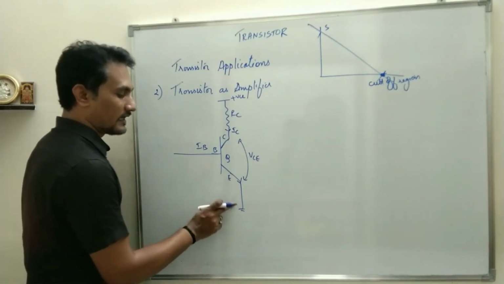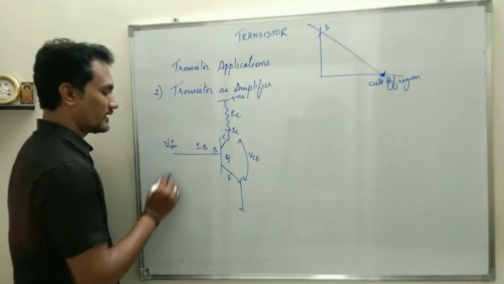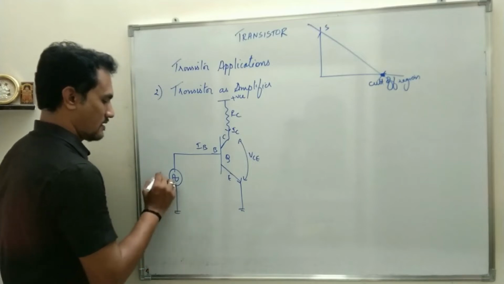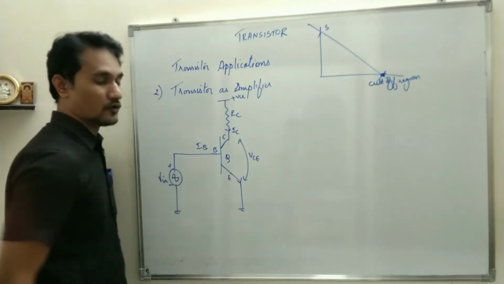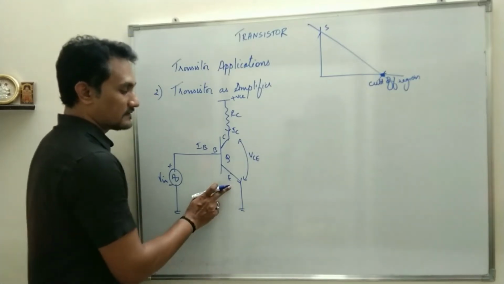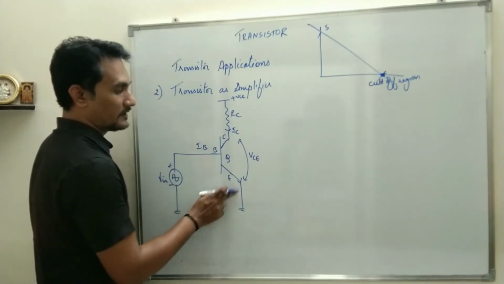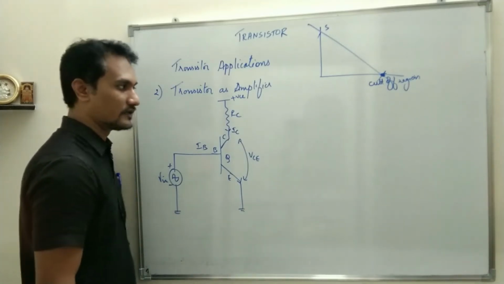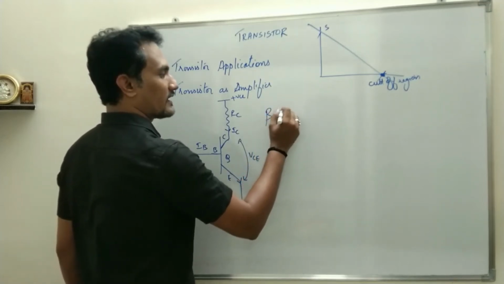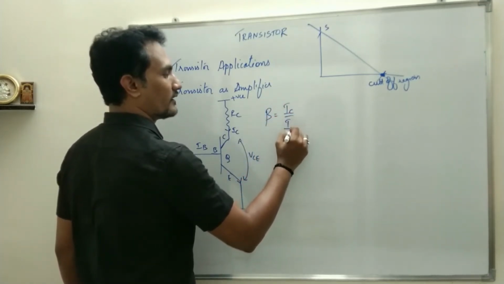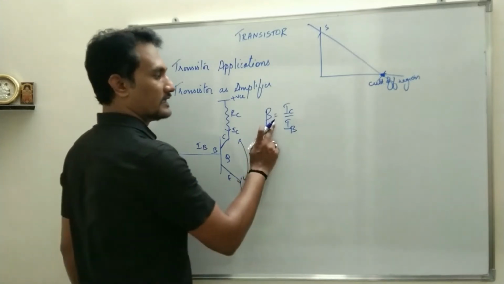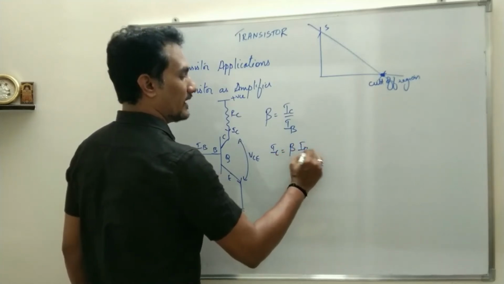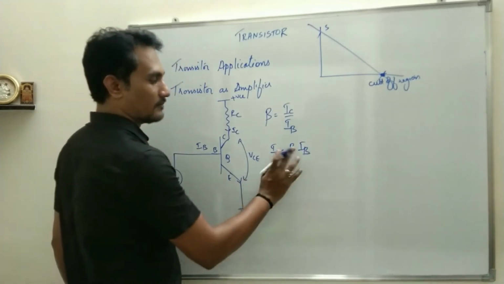Now this is your Vin, the input voltage. The input is applied between base and emitter, and the output is taken between collector and emitter. This transistor is connected in CE configuration, and for CE configuration the current amplification factor is beta equal to IC upon IB, or I can say IC is equal to beta multiplied by IB.